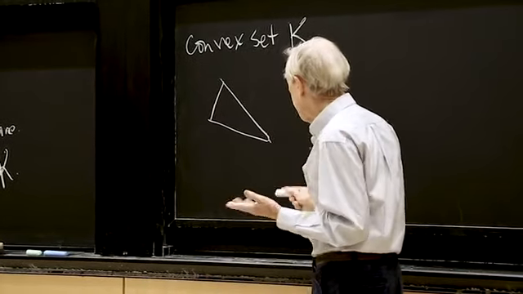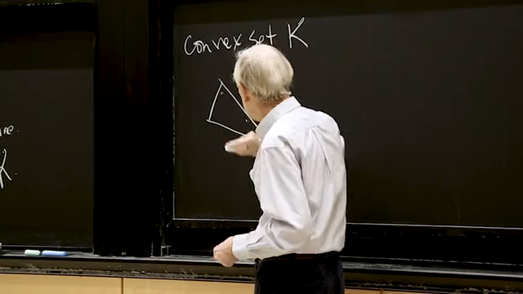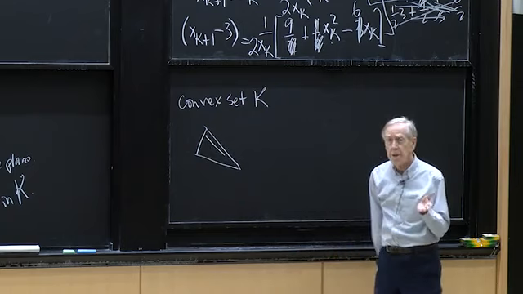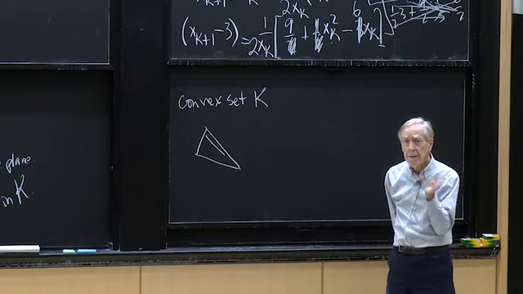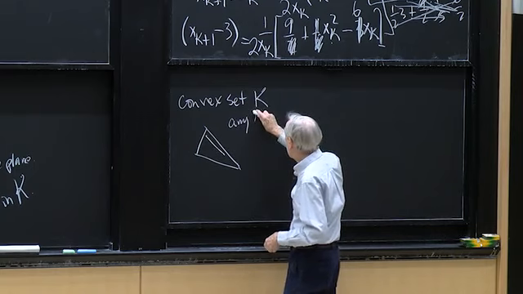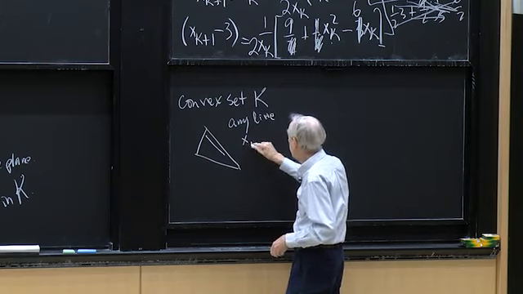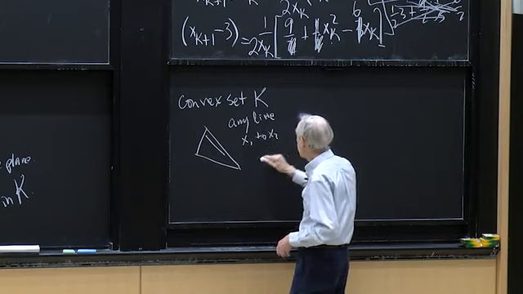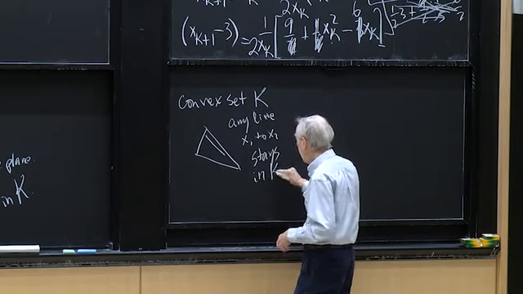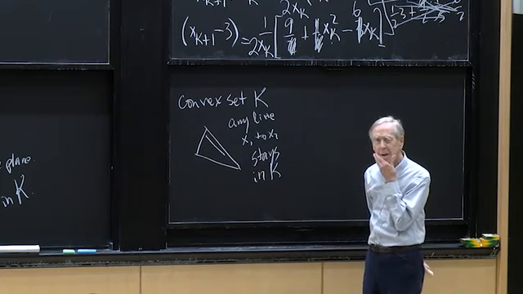So what's a convex set? That is a convex set because if I take any two points in the set and draw the line between them, it stays in the set. So that's convexity. Any line from x1 to x2 stays in the set. Okay, good.